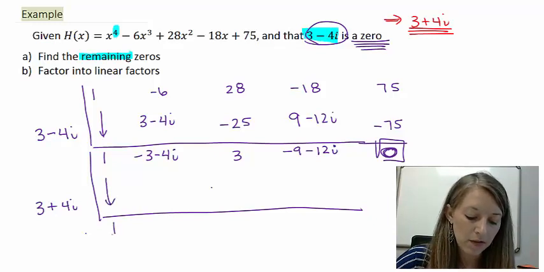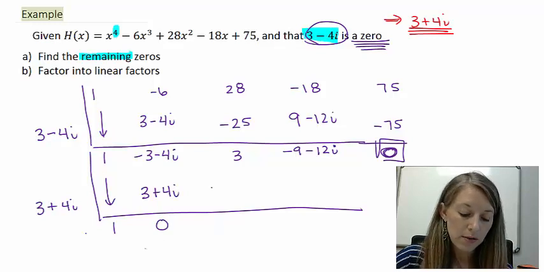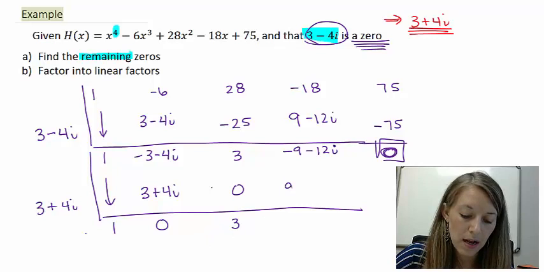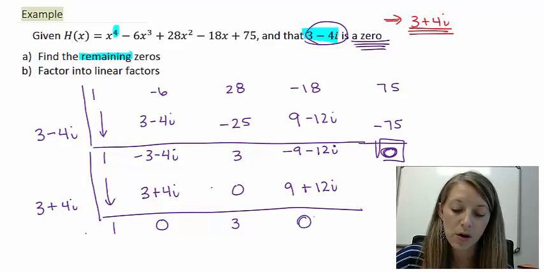Setting up my synthetic division, bringing down my 1, multiplying gives me 3 plus 4i. This one's a lot easier because everything cancels out, leaving me with 0. 0 times anything is just 0. So when I add these, that gives me 3. And when I multiply them, 3 times 3 gives me 9, and 3 times 4i gives me a positive 12i. And so that helps because, again, everything cancels out to be 0.